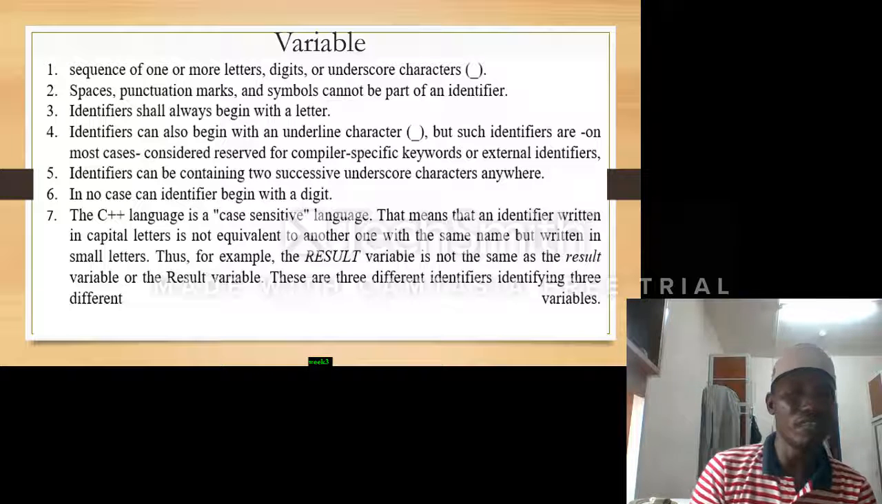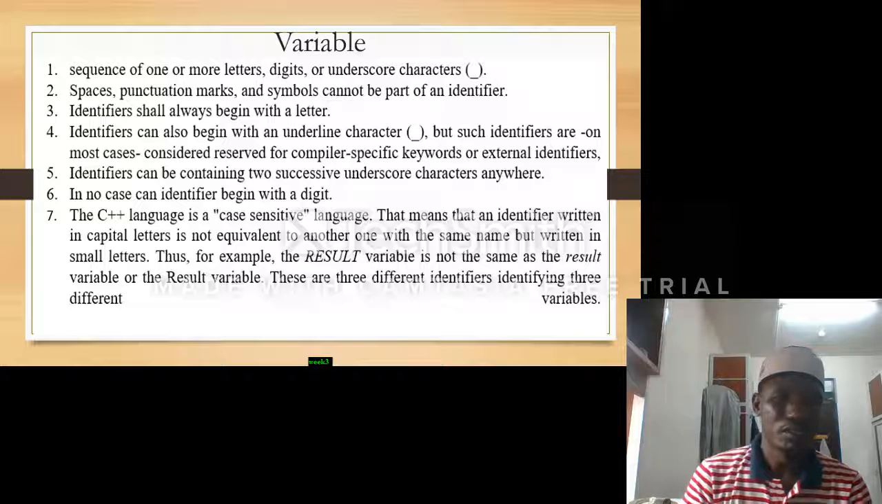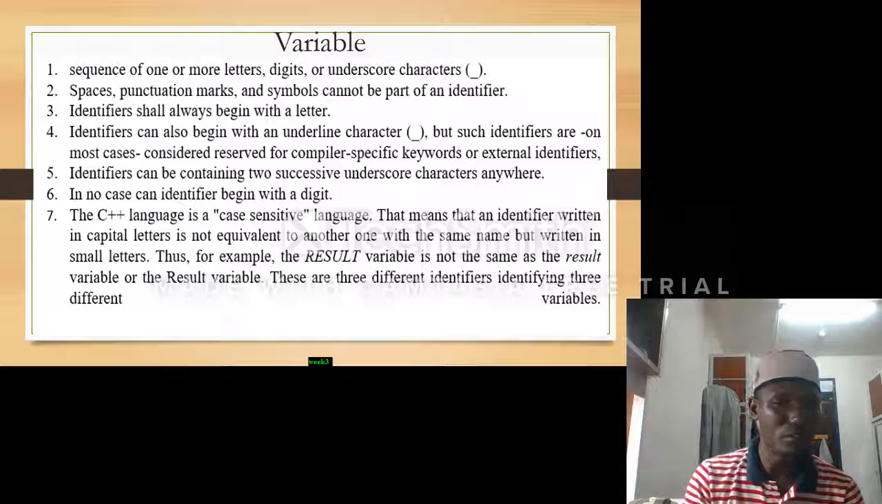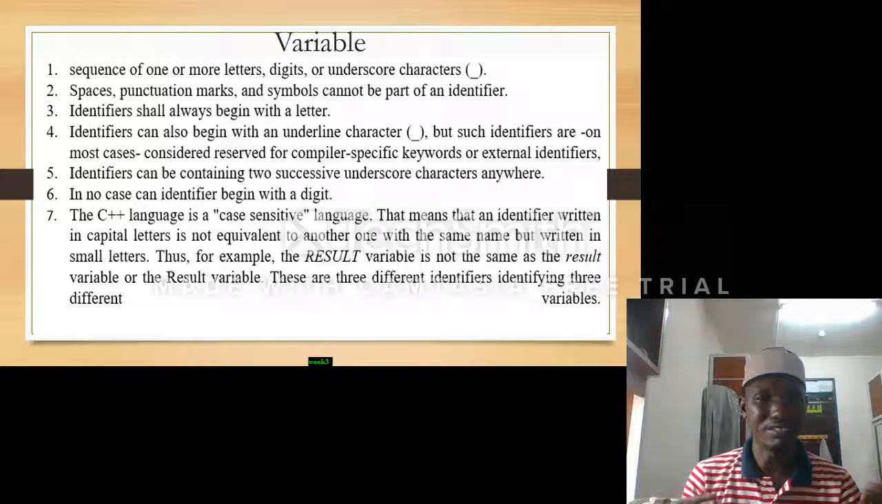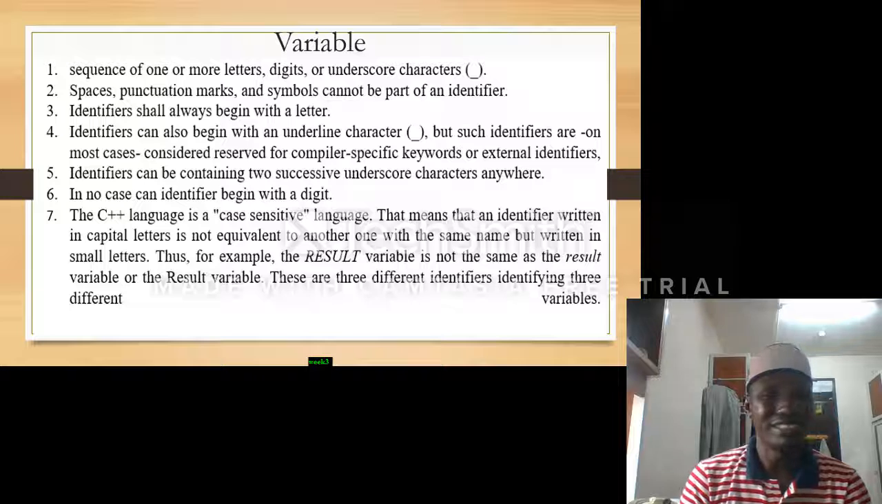Okay. Then the fifth one, identifiers can contain two successive underscore characters anywhere. Wow. They may have two successive underscore characters, maybe at the beginning of the variable name, in the middle of the variable name, or at the end. You can have an underscore. It can be single, it can be double. Okay. Then the sixth one, in no case can an identifier begin with a digit. What are we saying? An identifier can never begin with a number.